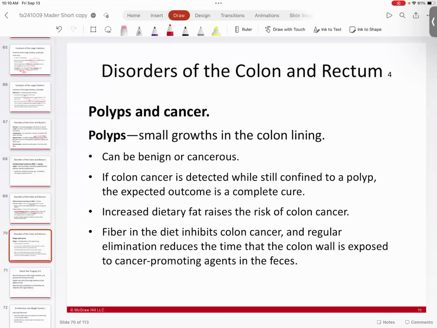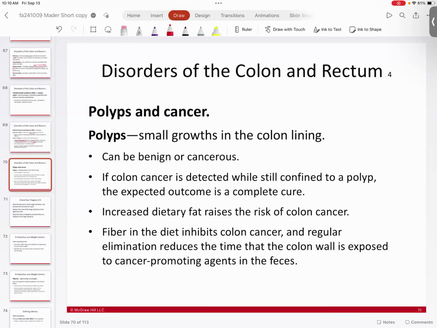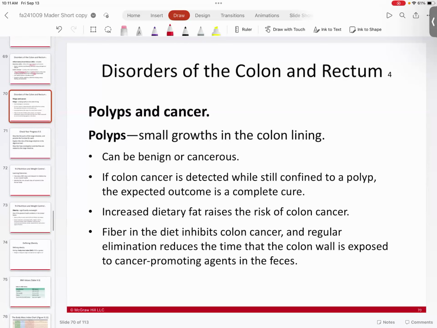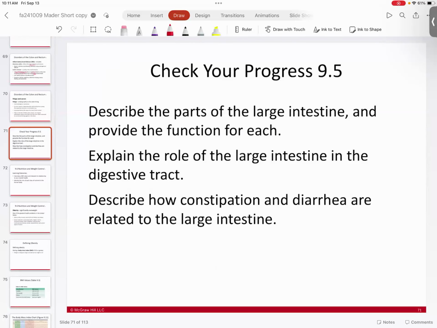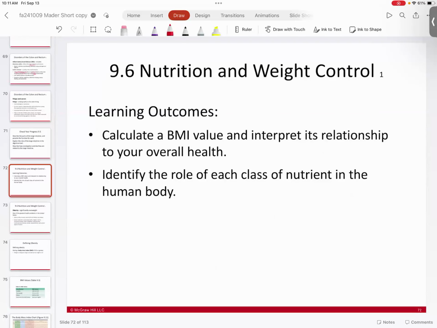And where fiber comes into play is fiber has a way of scrubbing out the colon. So any of those potential carcinogenic molecules that are lingering in the nooks and crannies of your colon get scrubbed out by this dietary fiber. And so basically it eliminates them and reduces your exposure to these molecules.